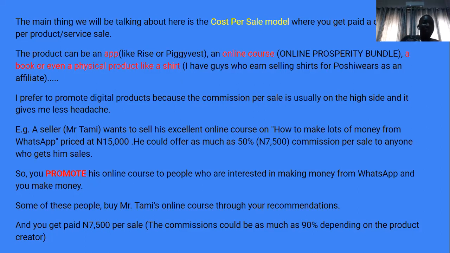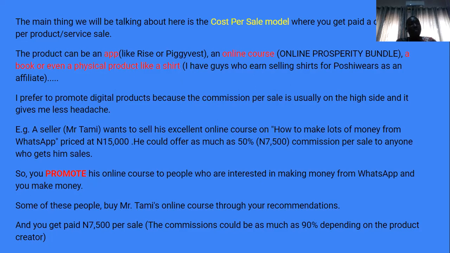So now imagine you sell 20 a month, that's 150,000. 100 in a month, that's 750,000. Huge, huge money. So you get started promoting my online course to people who are interested in making money from WhatsApp, and you would now make money. You're not the author of the course, because maybe you've not even made money from WhatsApp. But I have made money. I have shared my own experience. So all you just need to do is capitalize on whatever I have done, share my story with people, and then give people enough evidence to believe my story and let them buy my course using your own link. And you're also going to be making good money.